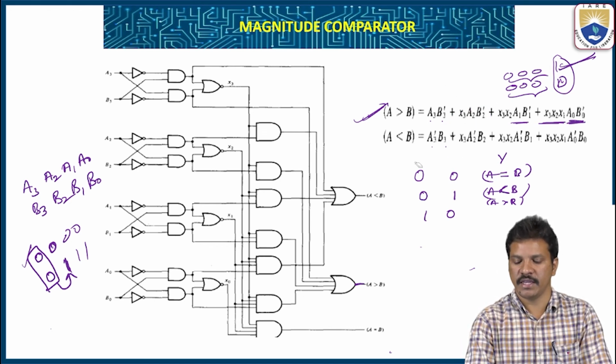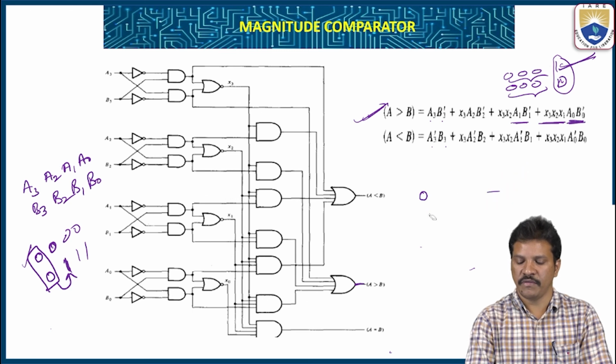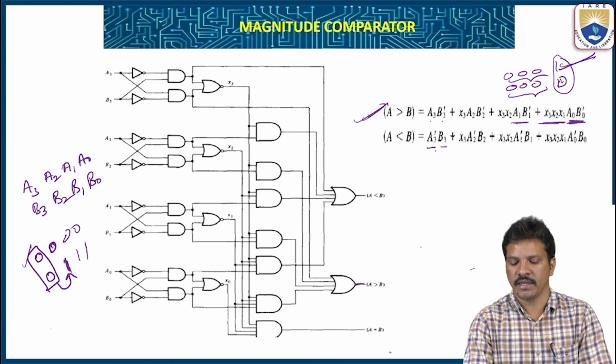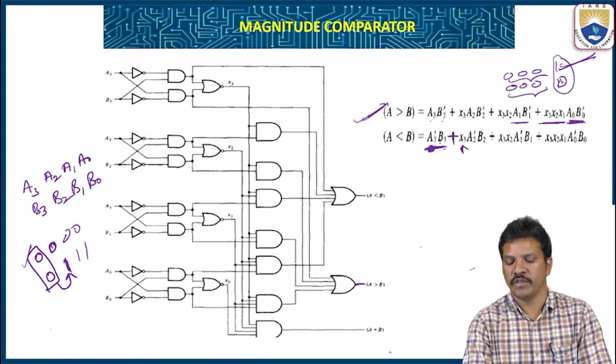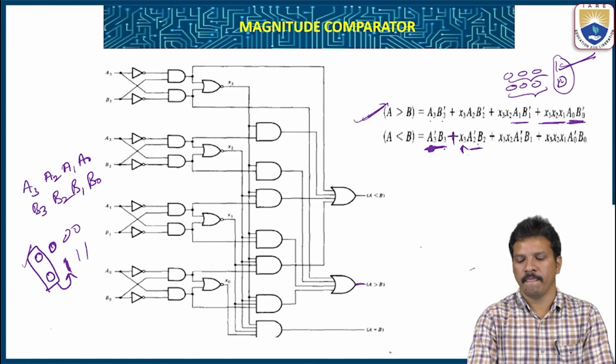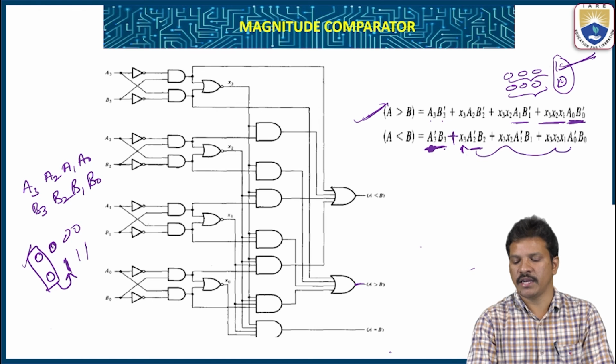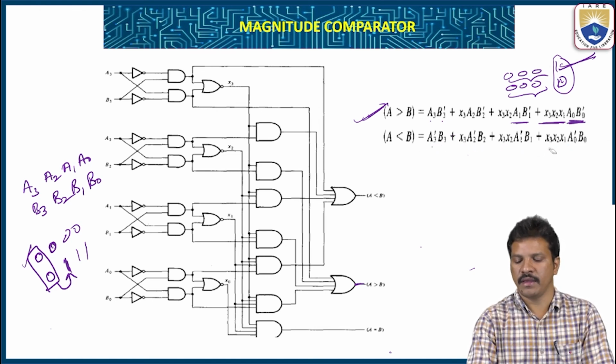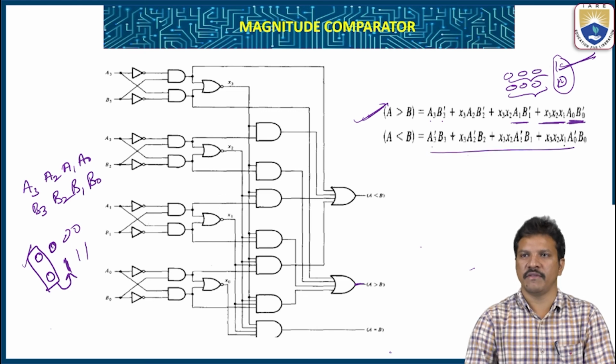Similarly, for A less than B. If it is A3 bar B3, A3 bar means 0, so it is always A less than B. Suppose these two are equal in the second case, that means x3 multiplied by A2 bar B2. Likewise, you can check until the last one. We can consider A less than B by following this Boolean function.